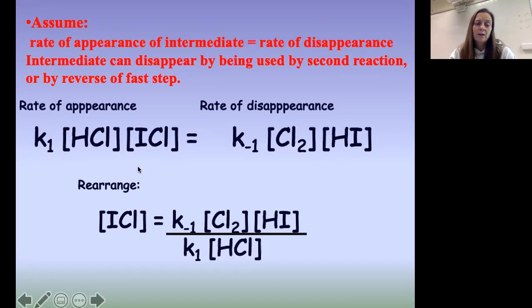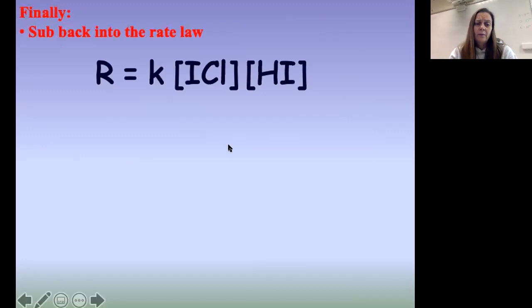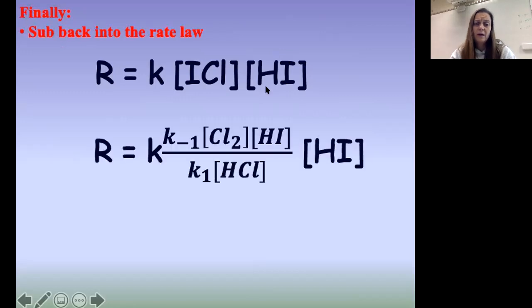And we're going to rearrange that to solve for that intermediate. So now we know that the concentration of iodine monochloride is equal to some K times the concentration of chlorine times the concentration of hydrogen iodide divided by another K times the concentration of hydrogen chloride. So now we have something that we can substitute back into the rate law that we had written. Rate law equals K times this intermediate times the concentration of hydrogen iodide. And we're going to sub that in.